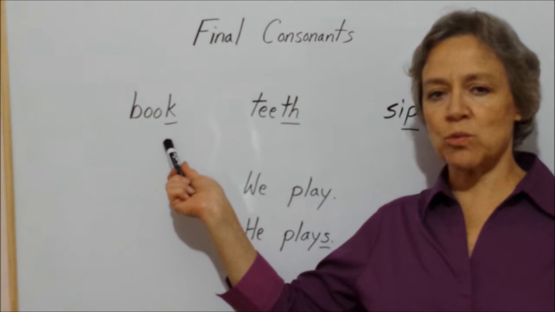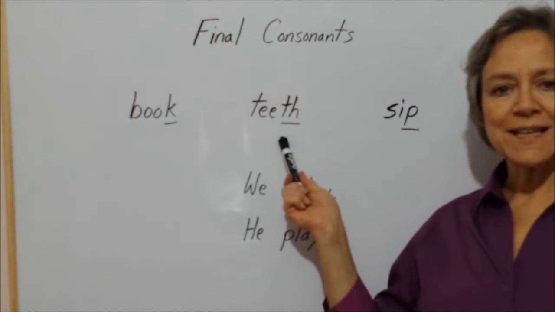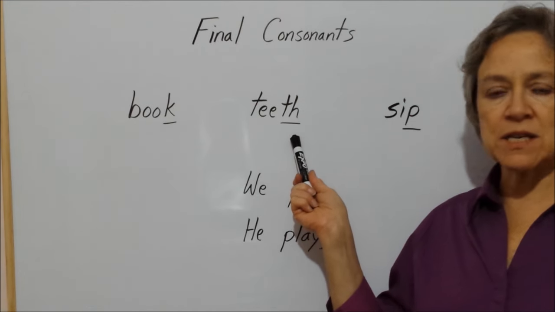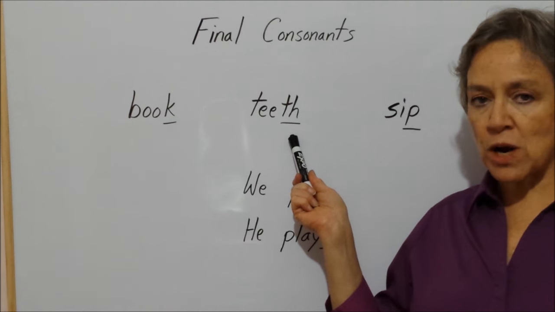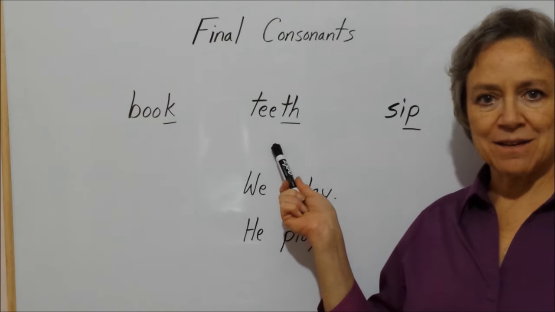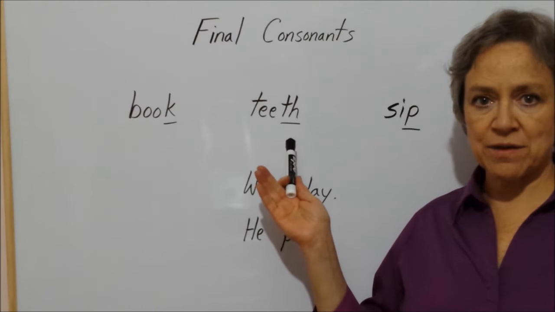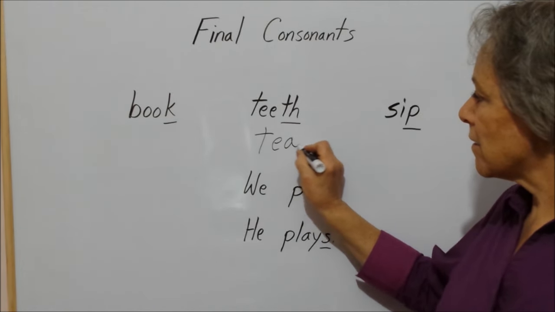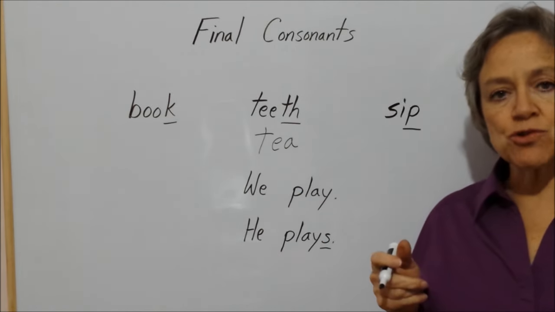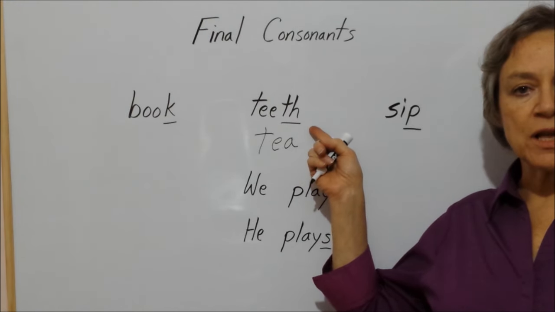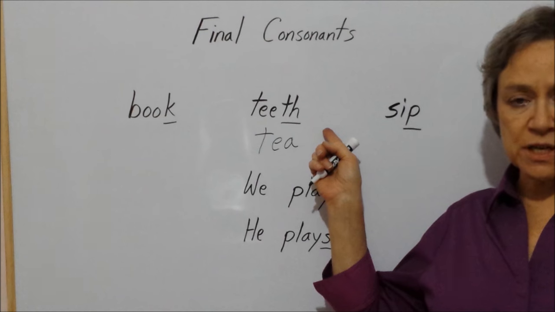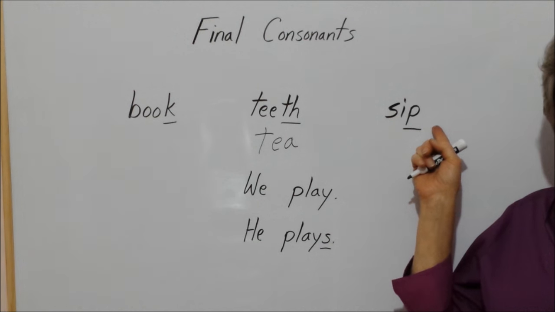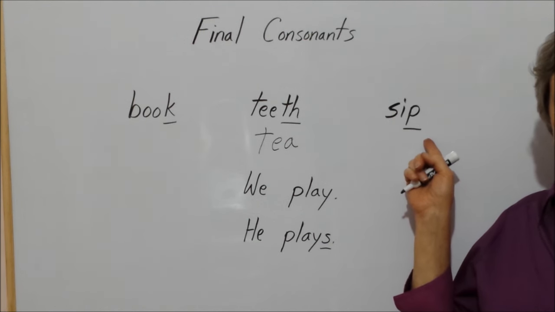That may be different from words in your language. Here's another example, teeth. It's important to clearly pronounce the final consonant, which in this case is th. Otherwise, this word might sound like tea, which is a different word from the word teeth. So a native speaker might think that you are saying this word, tea, which is something that you drink. So it's important to pronounce the final th, teeth, to distinguish it from this word, tea. Here's another example. Sip has a final p sound.